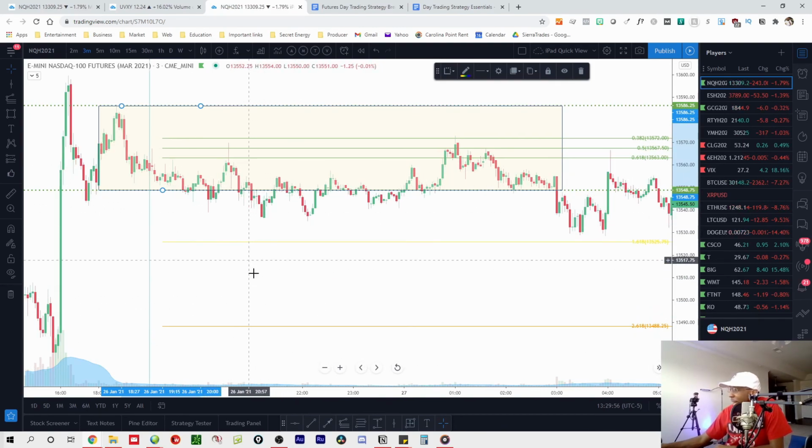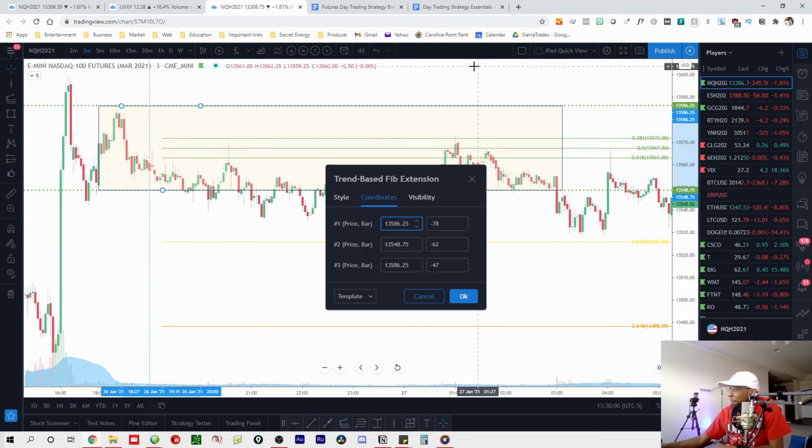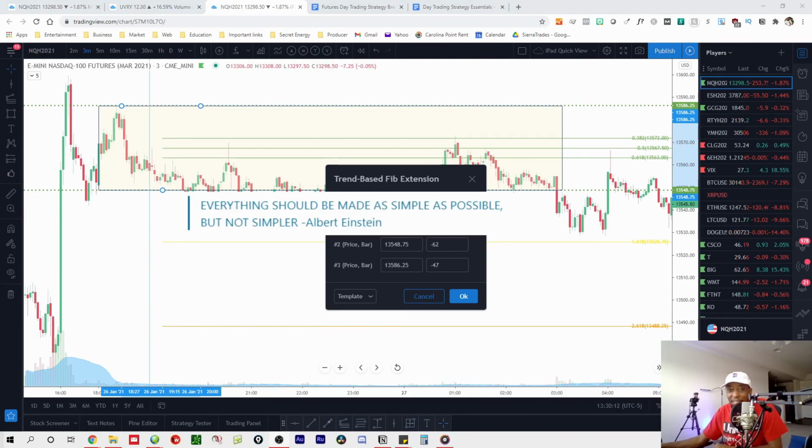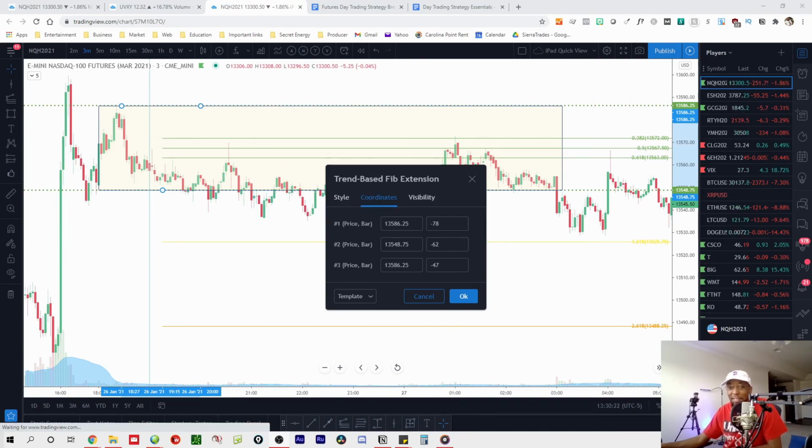So you see I have my levels here. Let's look at what the levels are set to, and it's really, very simple. I don't make this any more complicated than it has to be. Just reference this quote right here: everything should be made as simple as possible, but not simpler. That quote matches what I'm talking about, so I want to keep this very simple.